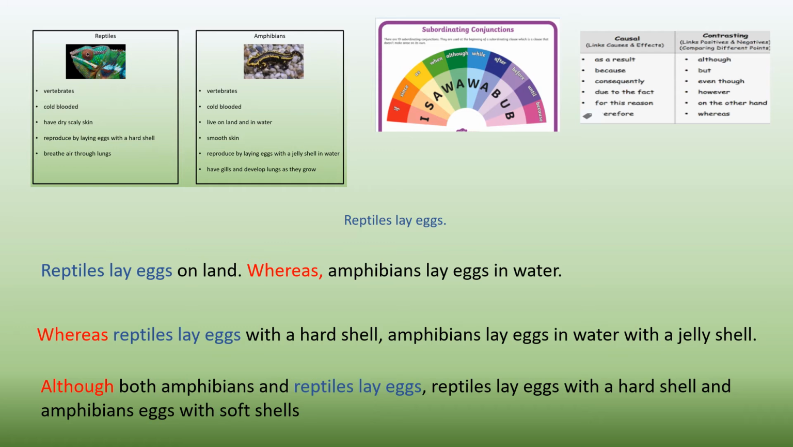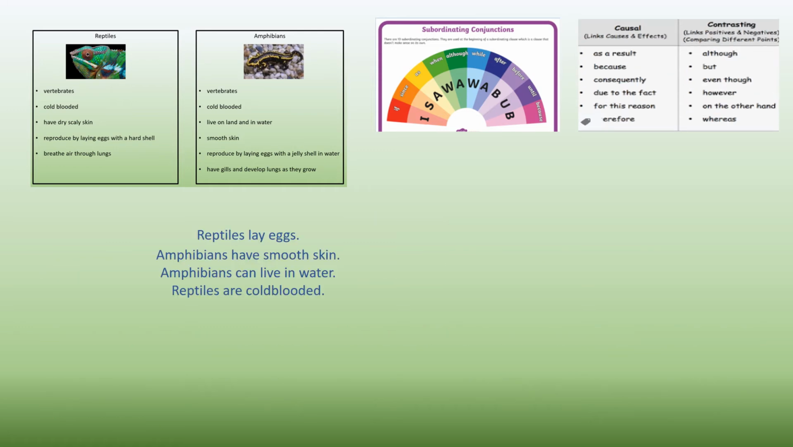Ready to move on? Your task today is to use the kernel sentences. That means they give a small bit of information. Use your knowledge and your notes from earlier in the week along with the conjunctions to create sentences that compare and contrast amphibians and reptiles. As you've just seen, there are quite a few different examples. If you're feeling confident, you can stop the video here and carry on with your task. If you're not feeling confident, let's do some more together.